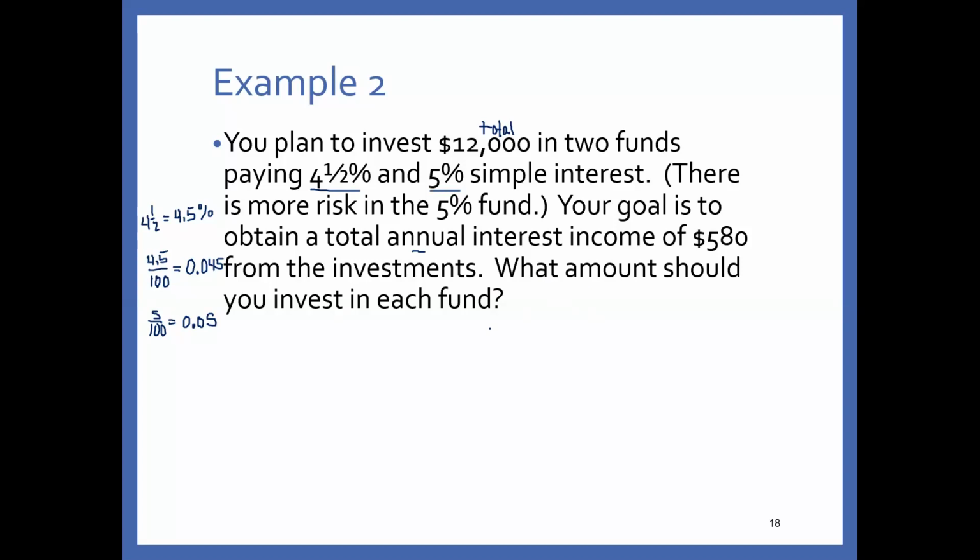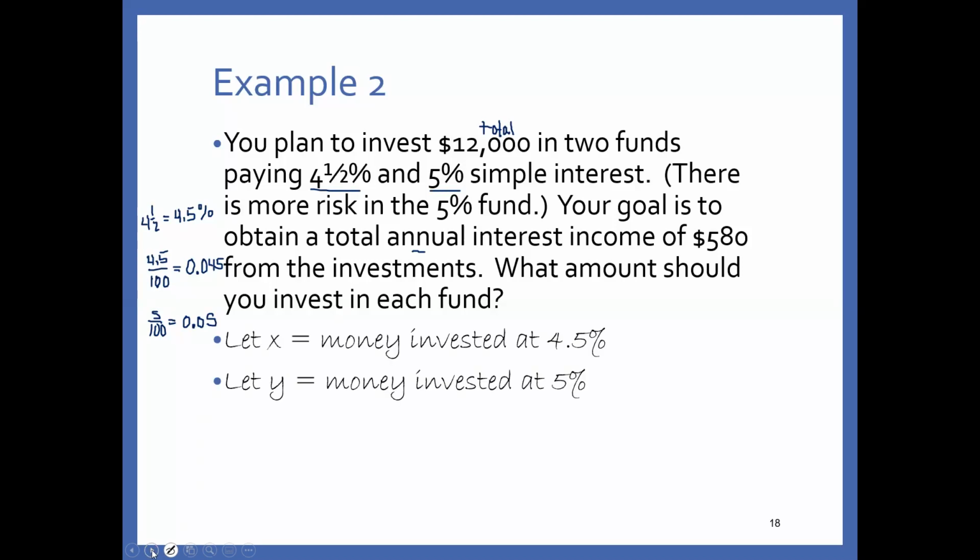Finally, we look at our question, and it asks us what amount should you invest in each fund. So to start a word problem, we want to start by writing down variables to answer the question. So I typed these out to save time on the video, but I would let X be the money invested at 4.5% and Y be the money invested at 5%. So that would answer the question, what amount in each fund. So I have my two funds.